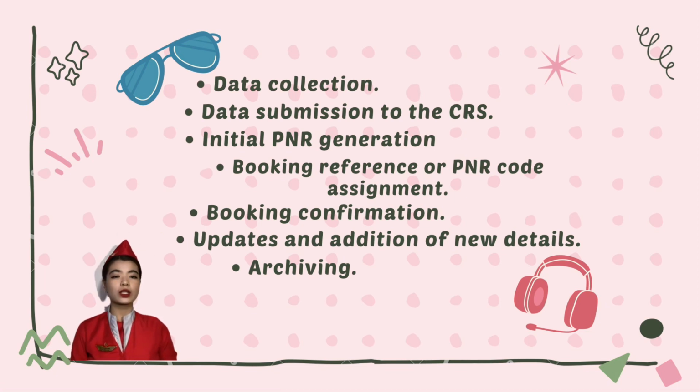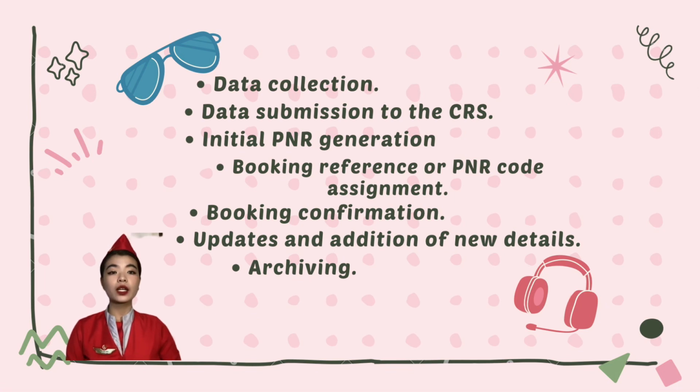Third, we have initial PNR generation. A carrier's operator or authorized travel agent logs into the CRS or GDS to build a PNR file with 5 mandatory elements. Fourth, booking reference or PNR code assignment. The system generates a booking reference, a unique alphabetic or alphanumeric code assigned to the PNR file. It serves as the digital address of the document in the airline's database.